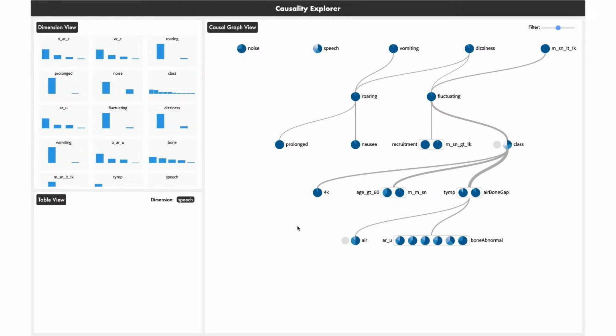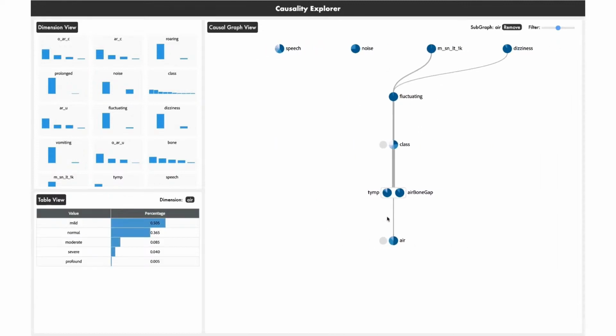In this study, we designed a system named Causality Explorer to facilitate causal analysis. Users can explore the causal graph to perceive the causality and its uncertainty, validate the causality with the raw data, and apply the confirmed causality to what-if analysis.